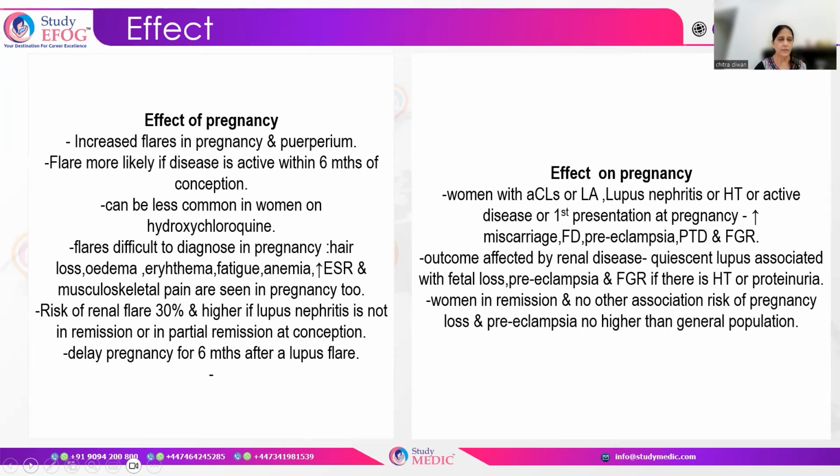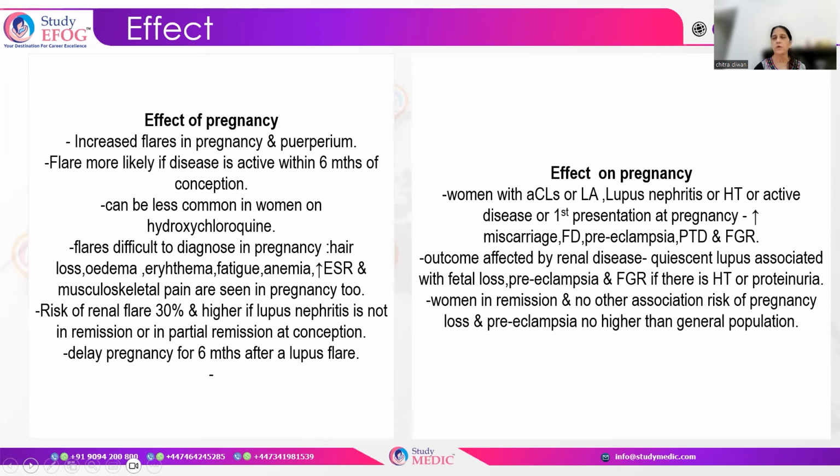The risk of renal flare is 30% and higher if lupus nephritis is not in remission or is in partial remission at the time of conception. So, whenever a woman has a lupus flare, advise her that she should delay pregnancy for a period of 6 months, or there is a higher likelihood of having a renal flare in pregnancy.